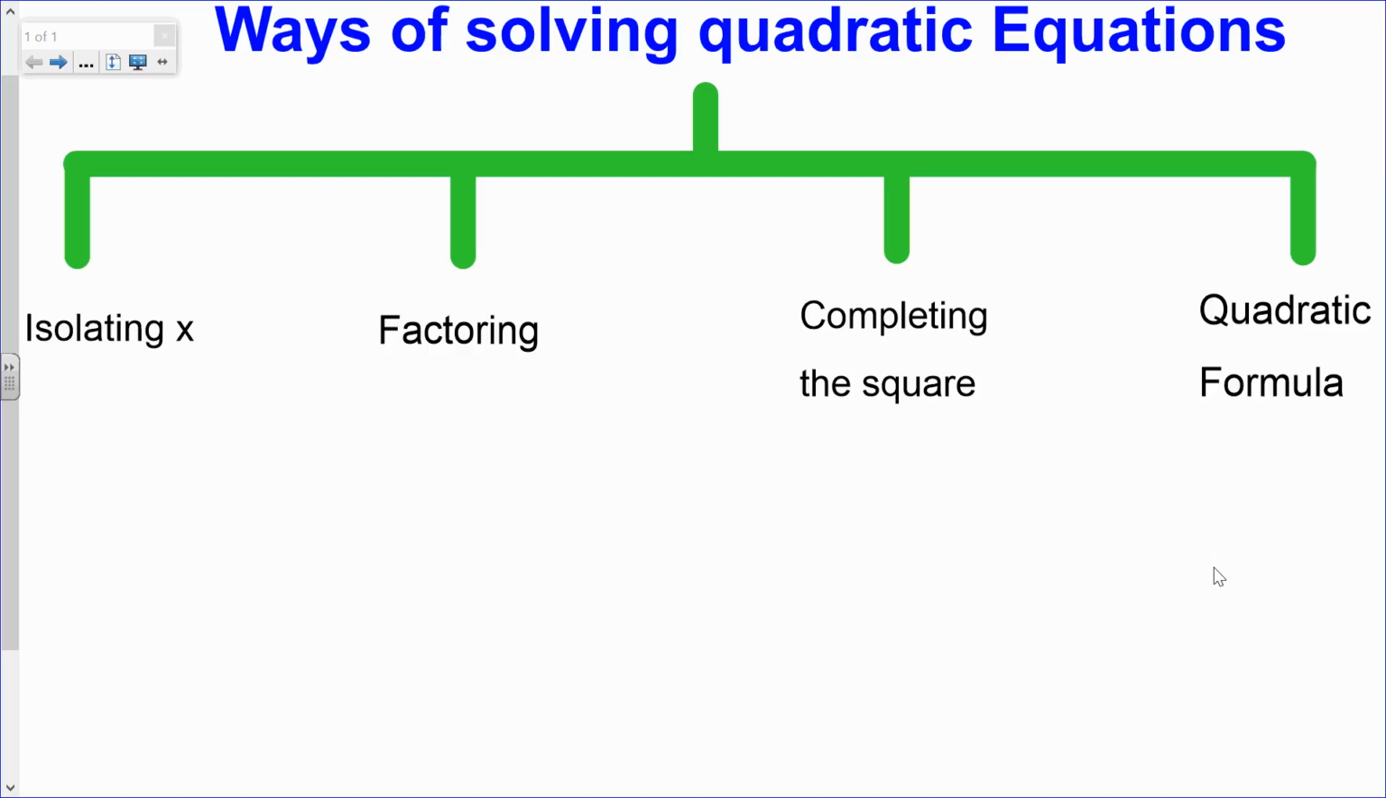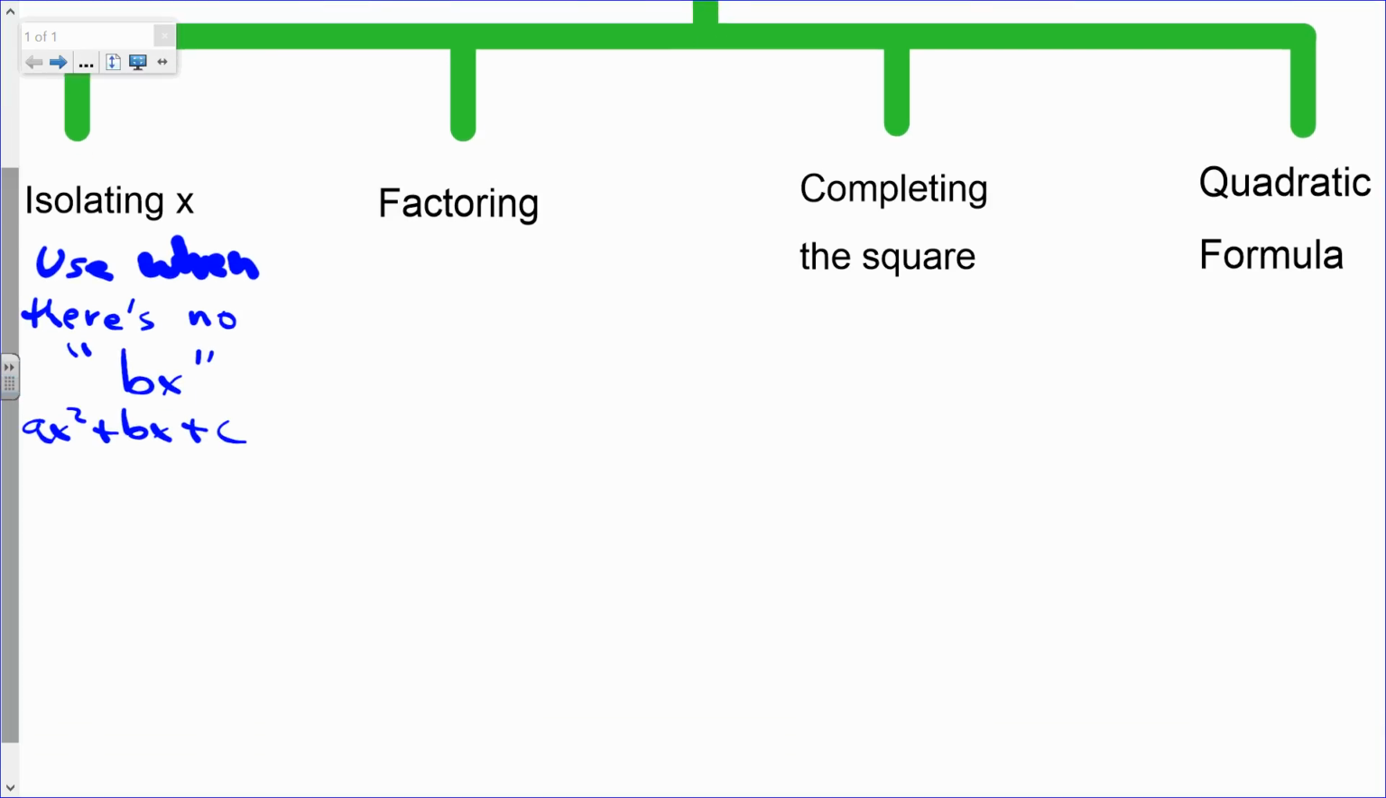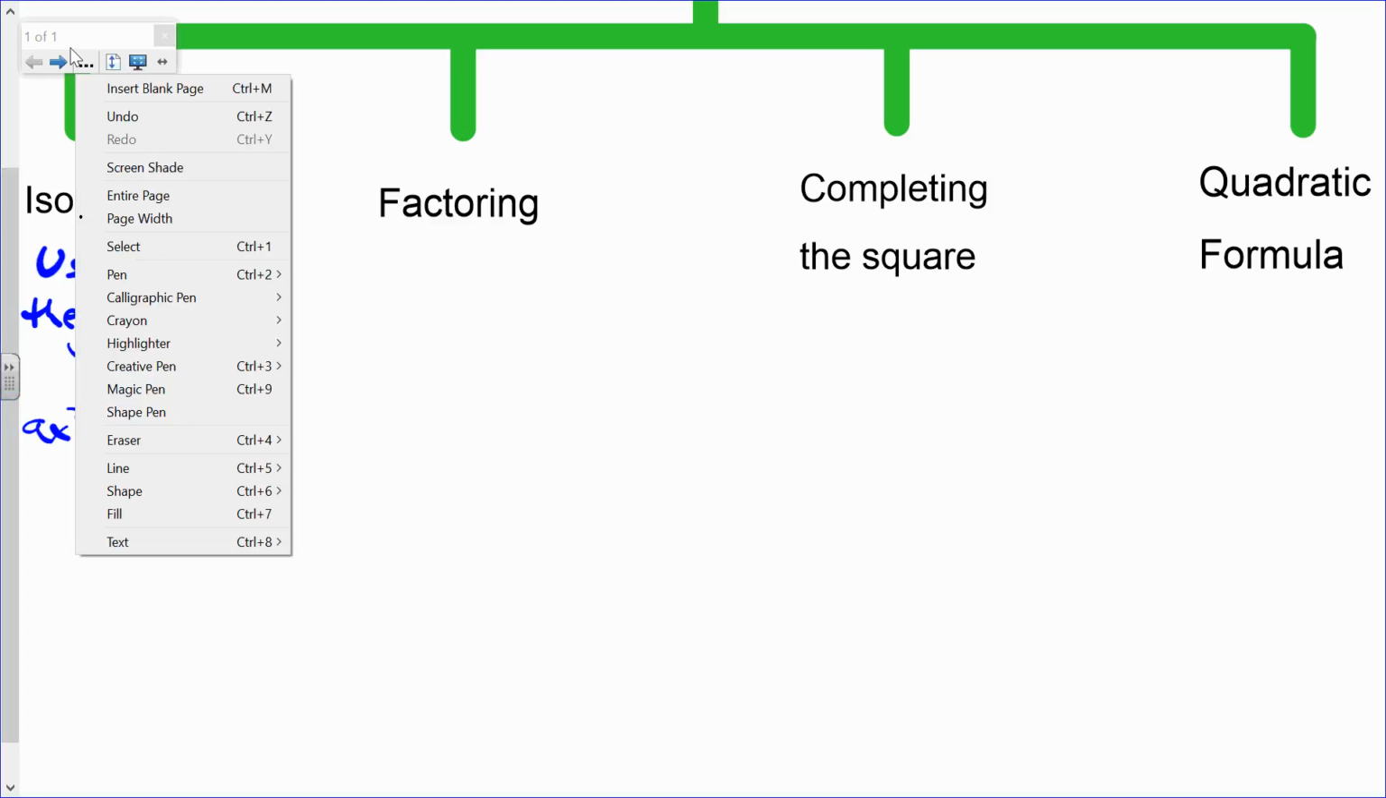Isolating x. When do we use this method? So we've got 4 methods here. When do we use this one? Here we go. Underneath, you're going to write: use when there is no bx. Now, what do I mean by bx? I mean the standard form of quadratic, remember ax squared plus bx plus c? If you have no bx in the quadratic equation, you can use the isolated x method. Let me show you what I'm talking about.